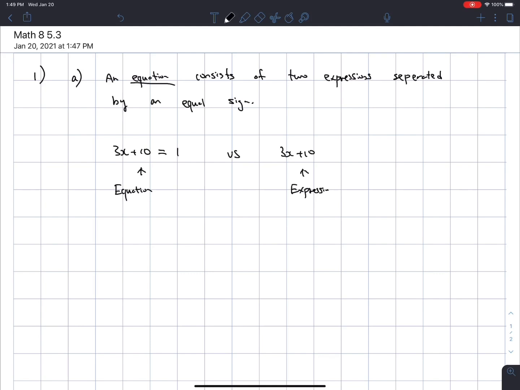And then B, a solution to an equation is a what that makes a true statement when substituted into the original equation. It's a number. I would say it's just a number that makes a true statement. Let's see what they have. 5.3.